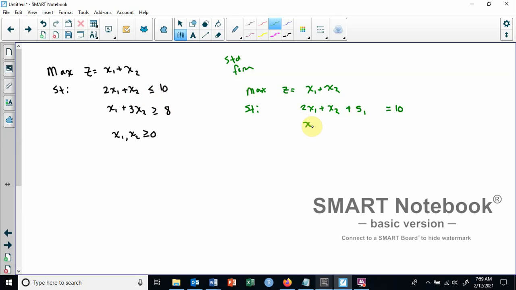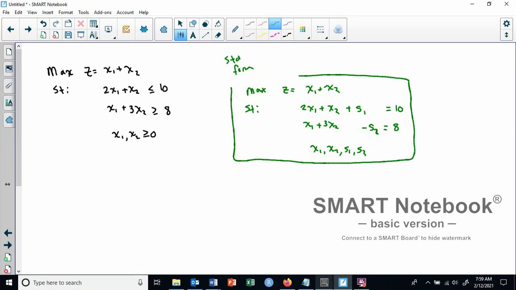Let's look at the second constraint. It is a greater than or equal to 8. So what I'm going to need to do is, if these are over 8, I need to subtract some slack, S2, so I can say it's equal to 8. And then, of course, my slacks have got to be non-negative. Okay, so then we have put this thing in standard form.